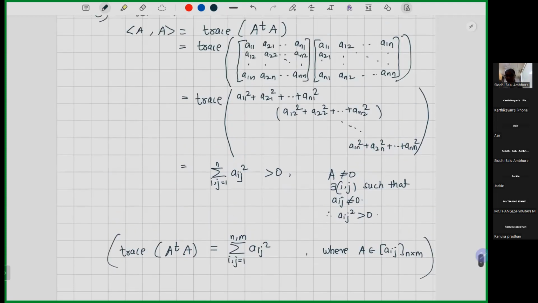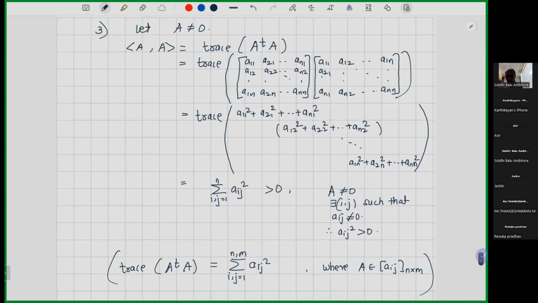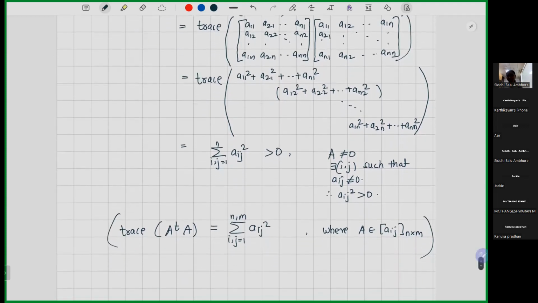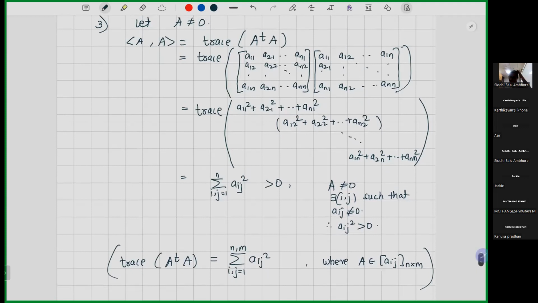Is it okay? Ma'am, yes. Suppose Aij are complex numbers, it will not work.